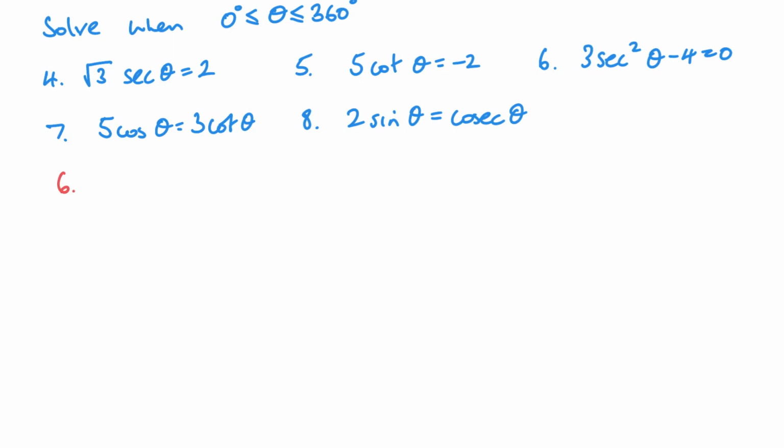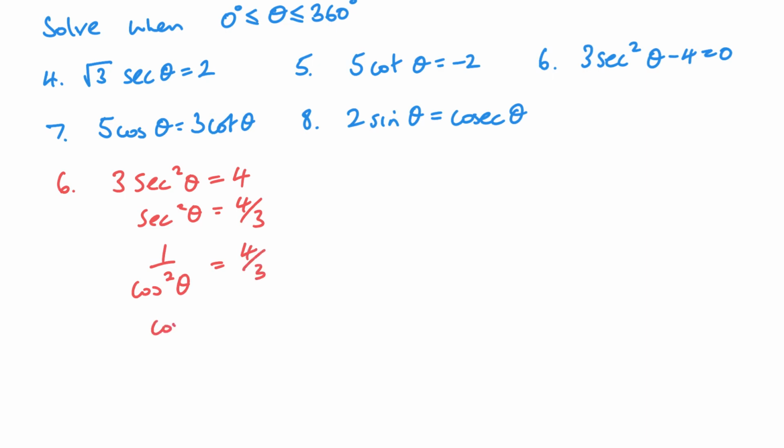Number 6. So 3 sec squared theta, I'm going to take the 4 to the other side. Sec squared theta equals 4 thirds. 1 over cos squared theta then is 4 thirds. So cos squared theta is 3 over 4. Then I want to square root. So cos theta is plus or minus, very important there, root 3 over 2.